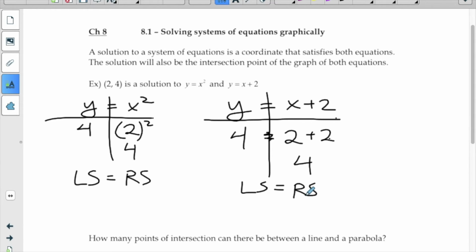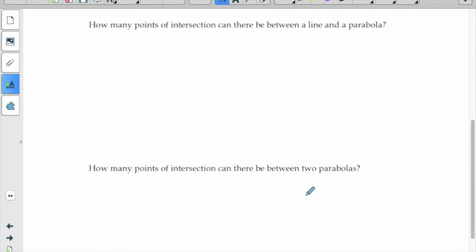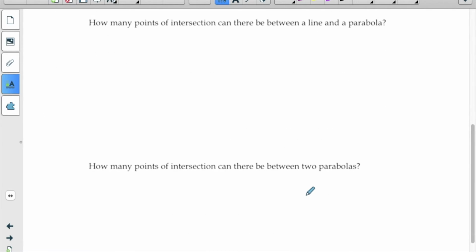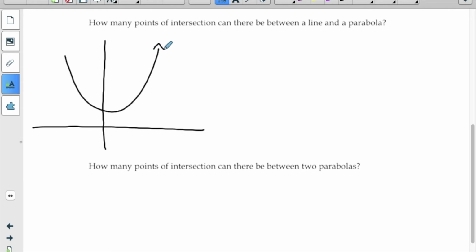Now, let's talk about this. Let's start out by talking about the number of solutions. Firstly, between a line and a parabola. So let's draw a parabola and think about how many times a line could intersect that parabola. If you were to draw a line through that parabola, how many times would it intersect? Yeah, twice, exactly.